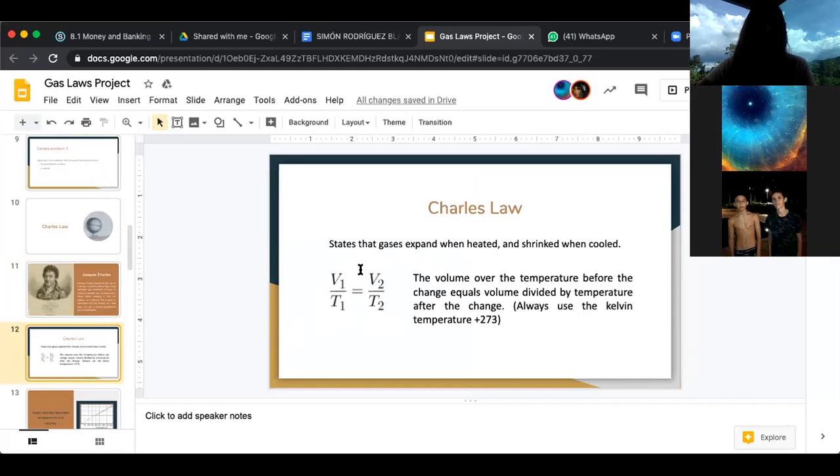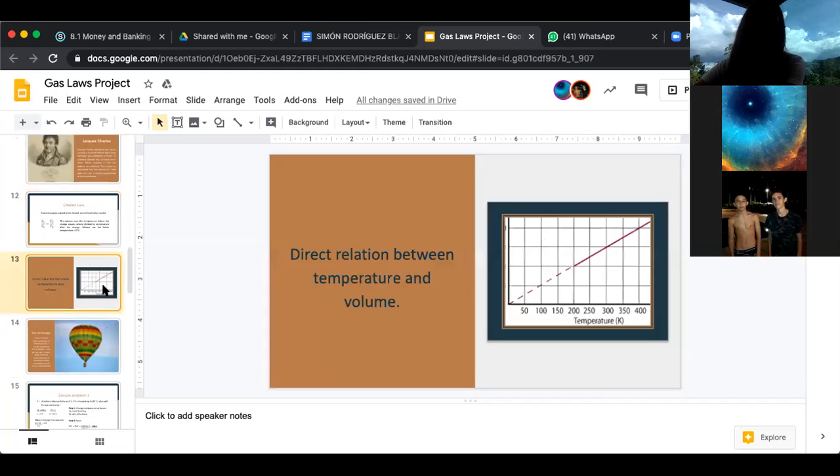And this is the formula of the law: the volume over the temperature before the change equals the volume divided by the temperature after the change, and you always have to use the temperature in Kelvin. This is a direct relationship between temperature and volume. So the more temperature, the more volume.